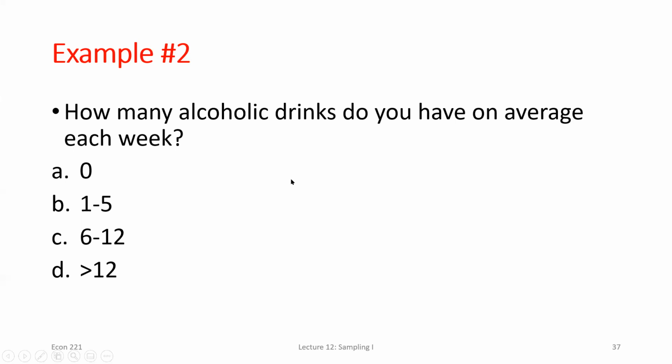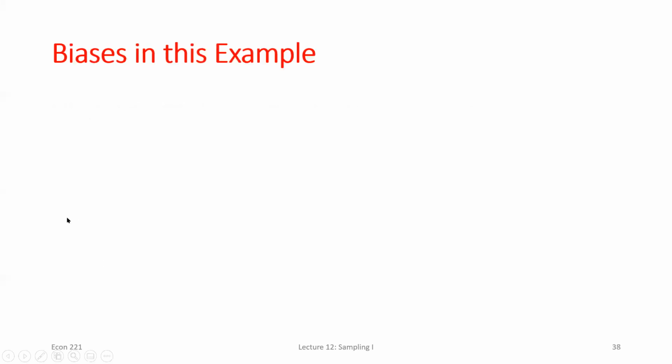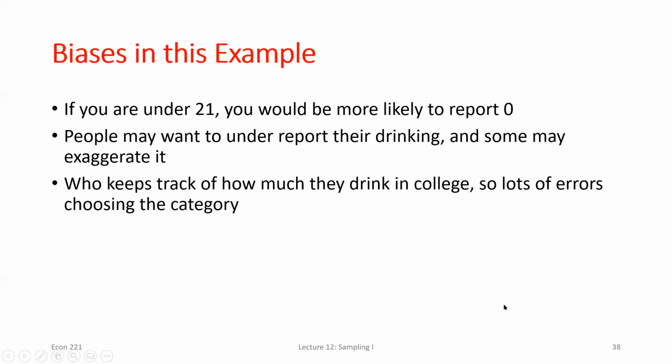Maybe people don't keep track of exactly how many drinks, and so they just give you a response of what they think is right, but maybe technically they should be in this category, right? So you have all these biases that could exist. And they're just things that we want to be aware of, especially when we're thinking about data that was collected from surveys, right?